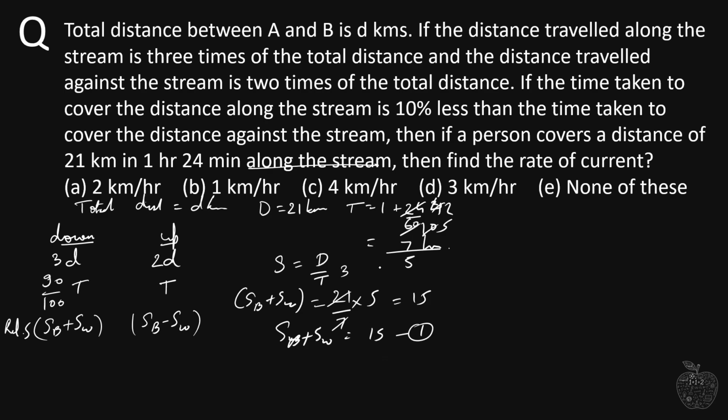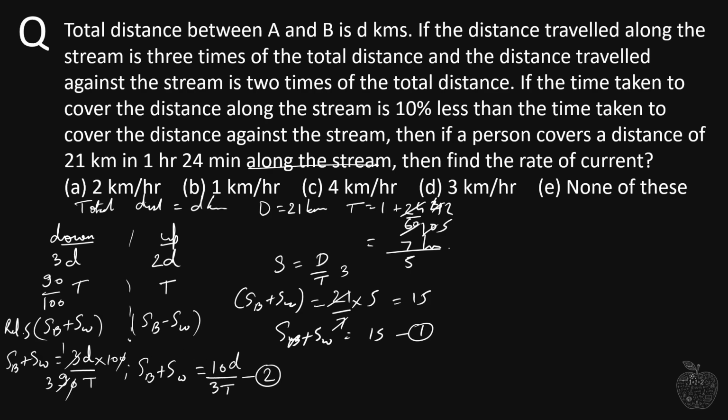Alright. Now we use the formula speed is equal to distance upon time in both cases, downstream and upstream. Speed here is SB plus SW, and the distance here is 3d upon time, which is 90t by 100. This 100 will go in the numerator and gets multiplied here. Let's simplify. 0 0 cancelled, 3 1s are 3, 3 3s are 9. So we have SB plus SW equal to 10d by 3t. Let's call this equation 2.